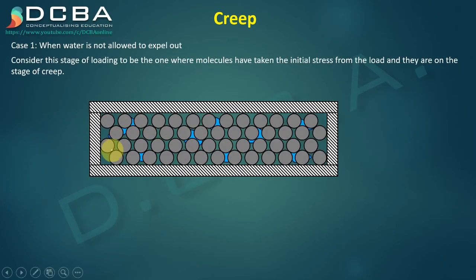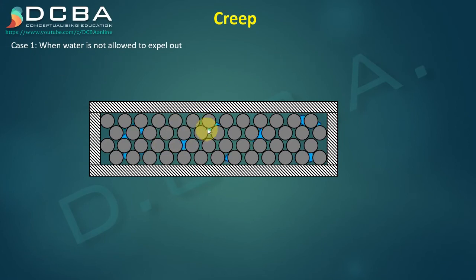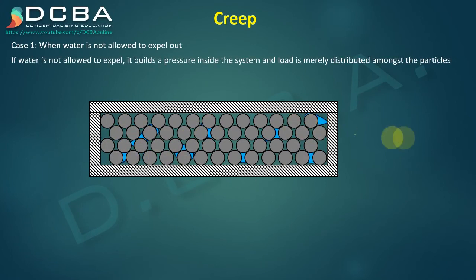Now, knowing that the gel water and the capillary water can be displaced, consider this case when the water is not allowed to expel out. So we have a tight kind of box through which the water cannot expel out. Consider this stage of loading to be one where molecules have taken the initial stress from the load, and they are on the stage of creep. So when this structure is loaded, these molecules of cement grains will pass the load, they will dissipate the load amongst themselves, and this water will just get displaced inside. It cannot move out of this structure because we are not allowing the water to expel out.